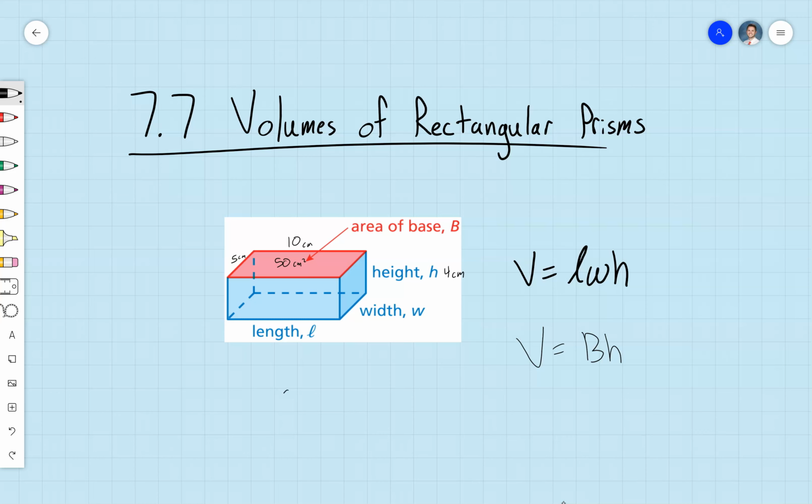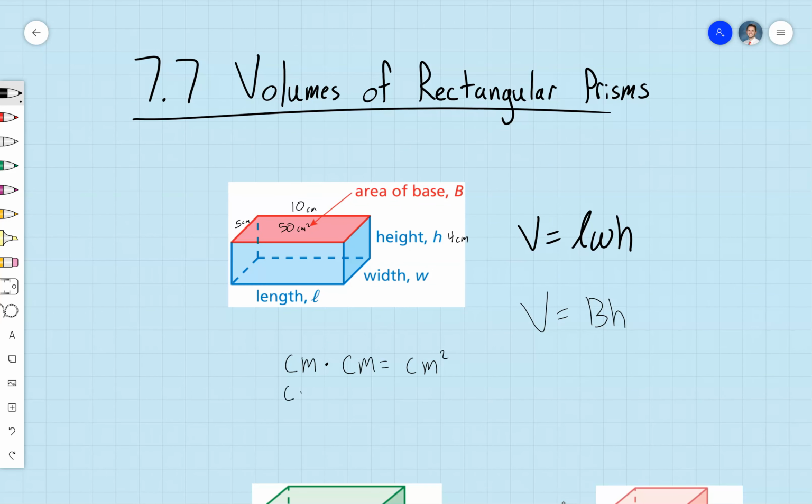Just like we talked about before, if centimeters times centimeters can be written as centimeters squared, then centimeters times centimeters times centimeters can be written as centimeters cubed. And again, this should make some sense because a cube is three-dimensional. So we can see that connection to using cubic units here. So again, our formula to find the volume is simply the length times the width times the height.